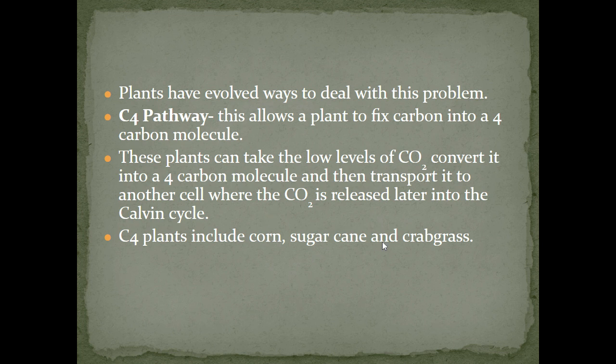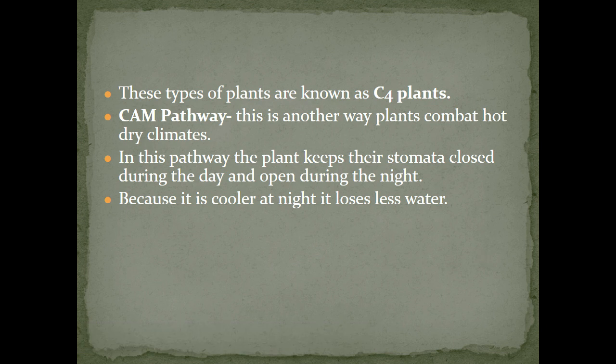C4 plants are corn, sugarcane, crabgrass. That's why in the summertime you'll see your nice green grass turn more into crabgrass because you're getting less water. Sugarcane and corn are very popular cash crops because they are able to do this. They can survive the summer heat in the south without having a lot of water around. All right, so C4 plants are these.